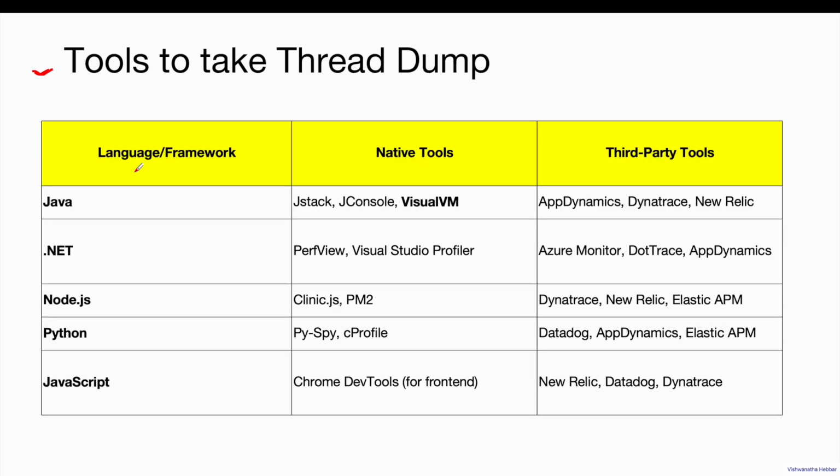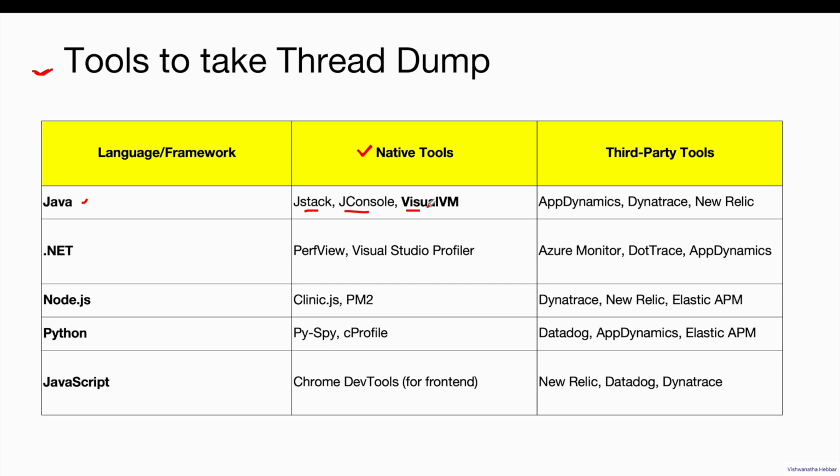These are some of the tools available for different languages or frameworks. Here native tools means it comes along with the framework itself. For example, once you install the JDK, you will get Java, and you will also get JStack and JConsole. In earlier versions before JDK 8, Visual VM was also available with JDK. Now it is separately available and you can download and install it.